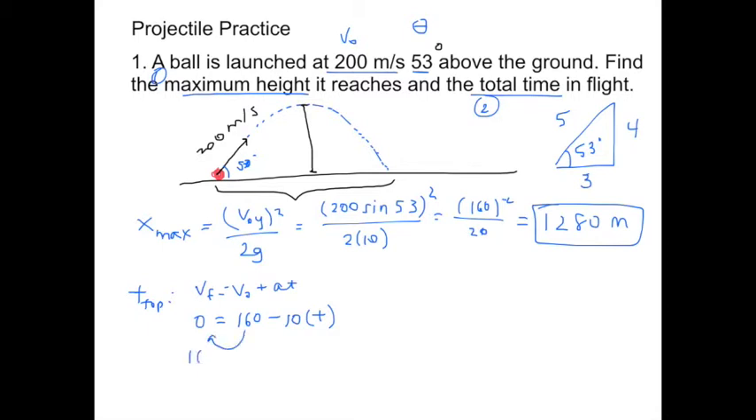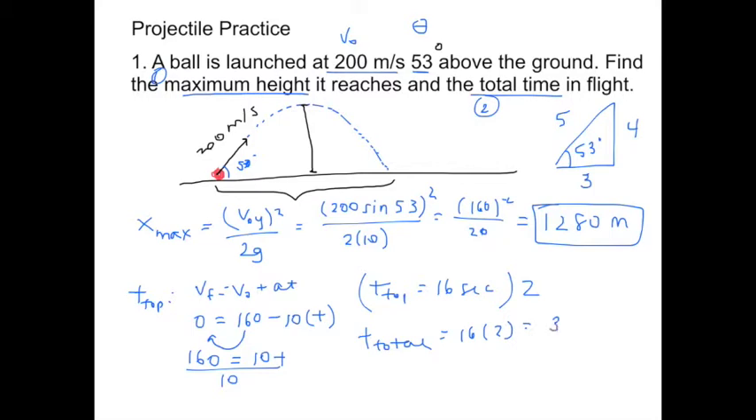We'll move the 160 over to the other side. 160 equals 10 times t. Divide the whole thing by 10. We get that t to the top equals 16 seconds. Now remember the last important step in this problem. We're looking for the total time in flight, not just the time to the top before the object starts falling. So in order to find the total time for a symmetrical flight, we're going to multiply this by 2. Now we get t total equals 16 times 2 equals 32 seconds. And that's the final answer.